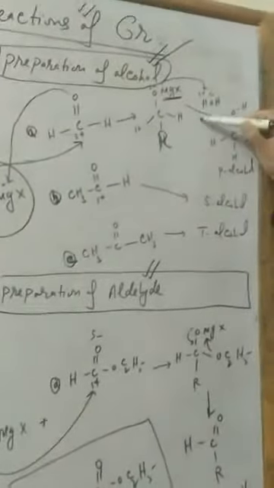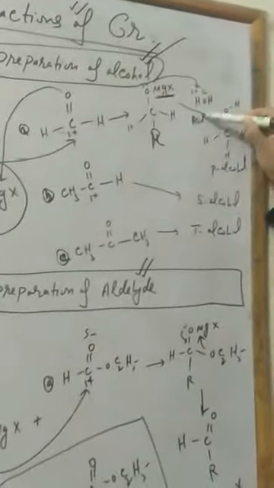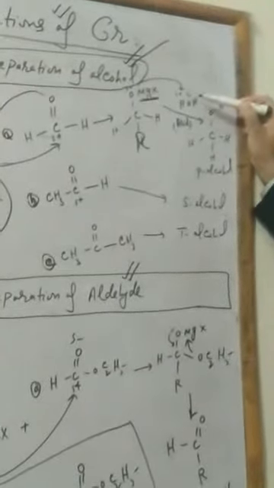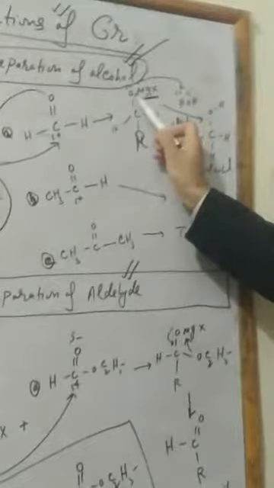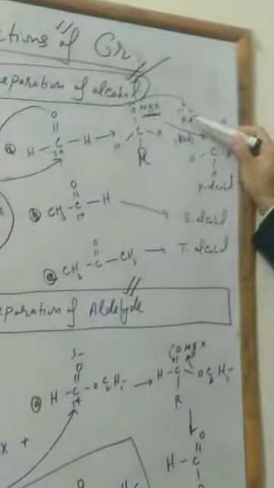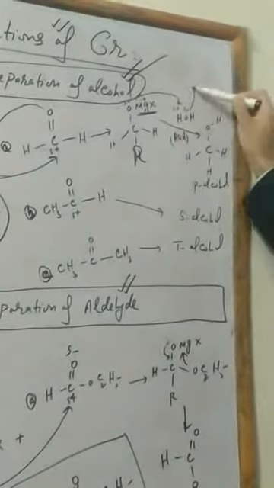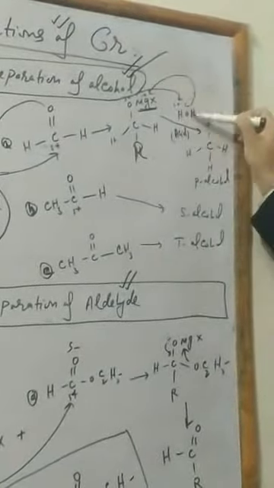Now, acid hydrolysis, how does it occur? Here, this negative oxygen will attack this hydrogen, and this magnesium will be attacked by OH. The reaction is quite similar to this one.